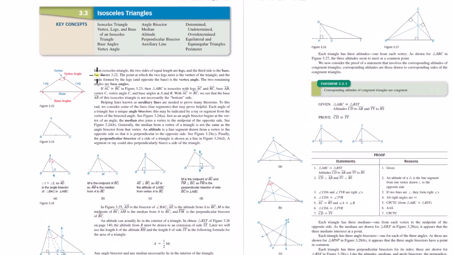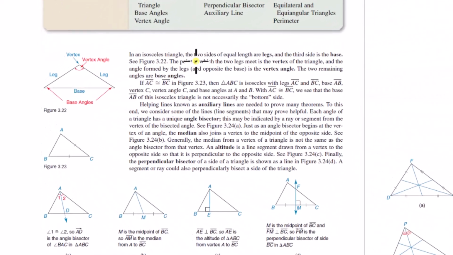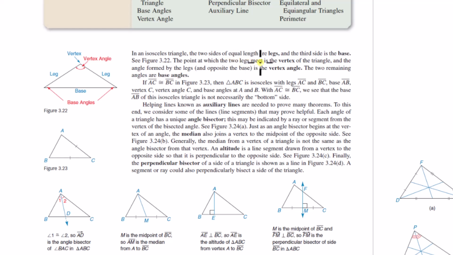All right, so it says, in an isosceles triangle, the two sides of equal length are legs, and the third side is the base. We've already talked about what an isosceles triangle is. It's a triangle that has two congruent sides, two sides of equal length. A scalene triangle has no sides of equal length. An isosceles triangle has two of the three sides of equal length, and an equilateral triangle has all three sides of equal length. Again, we know what an isosceles triangle is coming into this section.